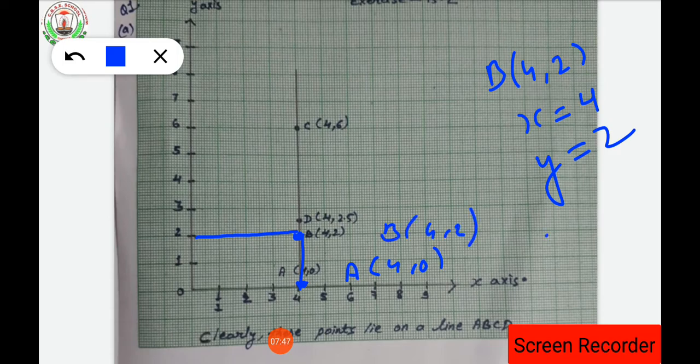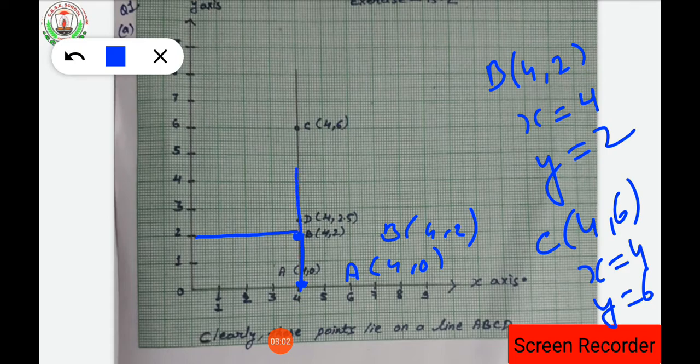Similarly, for the coordinate C, we have (4, 6). So x is equal to 4 and y is equal to 6. So x is equal to 4, isn't it? So it goes straight up to 6 for the y-coordinate. So here we got C (4, 6) as a coordinate. Then for D we have (4, 2.5). 2.5 lies between 2 and 3. So that will be (4, 2.5).